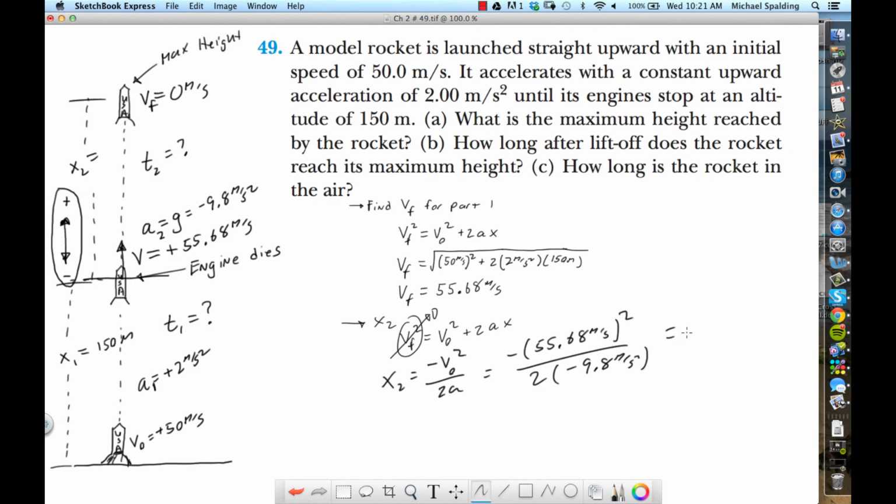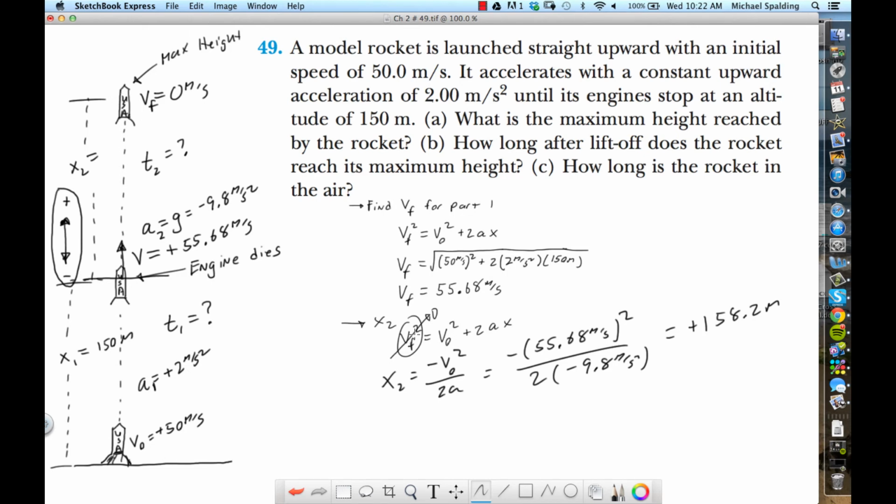So then this gives us 55.68 squared divided by 2. This gives us 158.2. Positive. Hey, notice the negatives cancel. Does that make sense? Should the negatives cancel? Yeah, because x2 should be what? Plus or minus? Plus. x2 should be plus because the rocket is moving up, and up is plus.